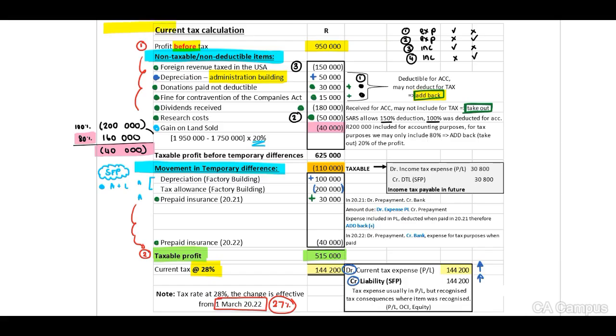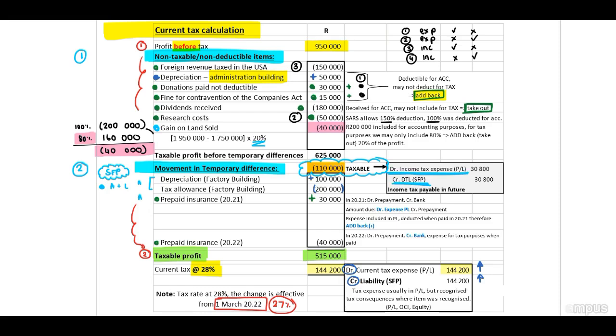Before we move on, I just quickly want to show you guys something. Remember now that this is our current tax calculation. I've indicated to you our reconciling items will consist out of 1, our non-taxable, non-deductible, and number 2, our movement in our temporary differences. Right, now when you look at this, guys, the total of our movement in our temporary differences is this 110,000. Taxable, okay? Taxable, we credit our deferred tax liability. We debit our income tax expense in our profit and loss.